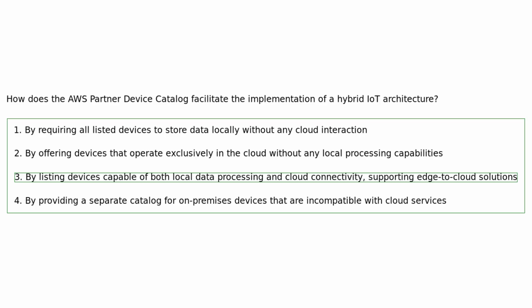The AWS Partner Device Catalog facilitates hybrid IoT architectures by listing devices capable of both local data processing and cloud connectivity. These devices support edge-to-cloud solutions, allowing data to be processed locally when needed for low-latency applications while also enabling cloud-based analytics and storage for broader insights and long-term data management.